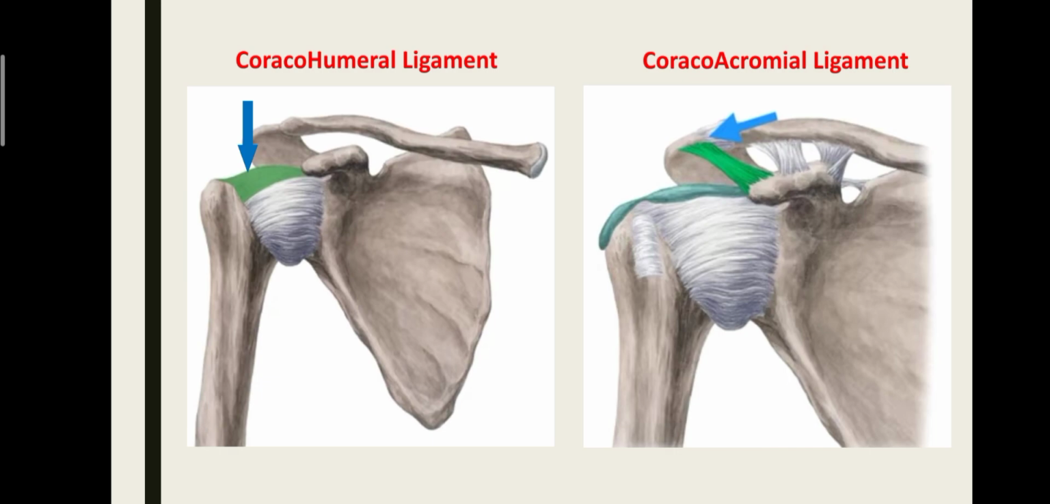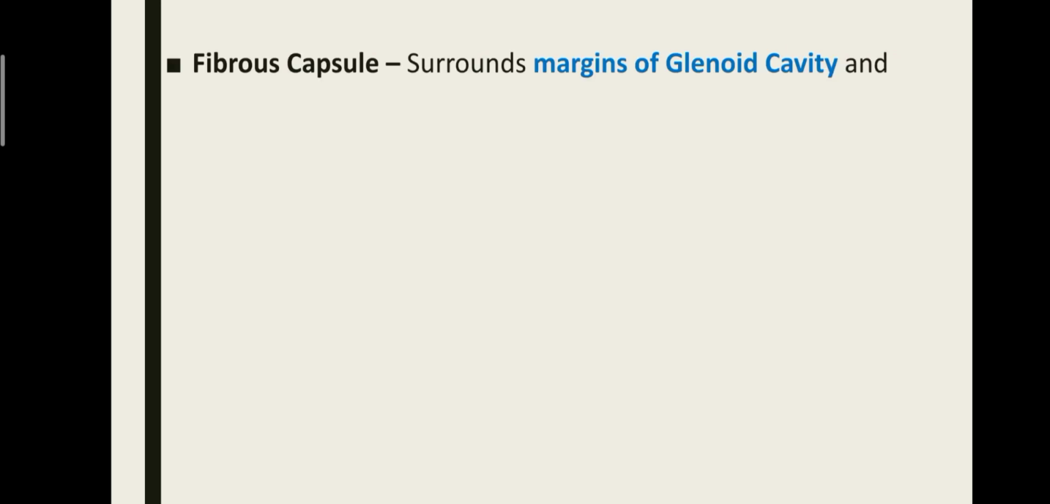And next, see, this is your coracoacromial ligament, from the coracoid process to the acromion process. So this is your coracoacromial ligament, and all these three together, the coracoid process, the coracoacromial ligament and the acromion process, all these three together are called as the coracoacromial arch. Now let us look in detail about each ligament.